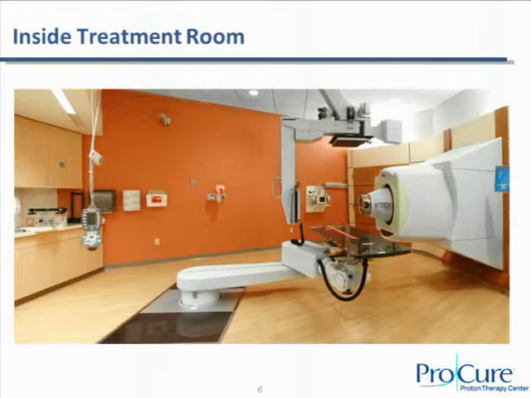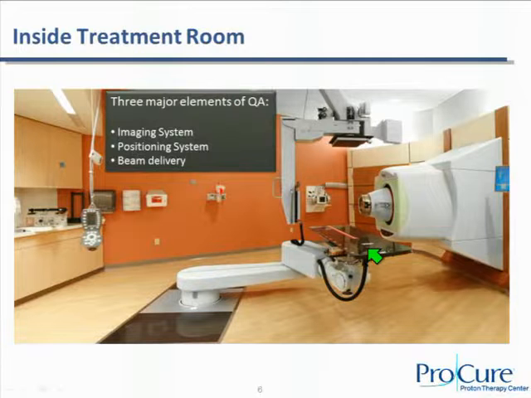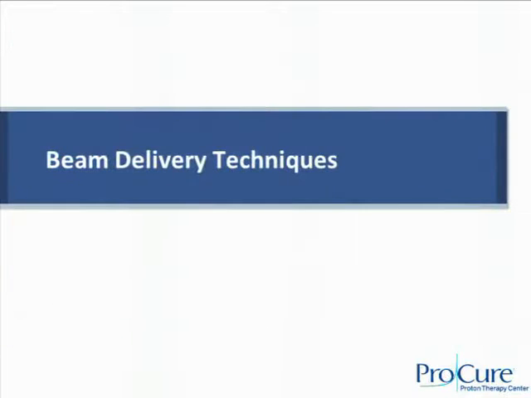So basically what we care about in our QA are these 3 following items: the imaging system and its isocentricity with the proton radiation isocenter, the positioning system, and beam delivery itself overall. This is the focus of the QA. So in order to go further, we have to also talk about the beam delivery systems.